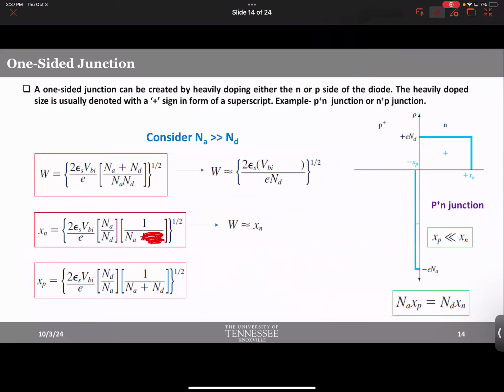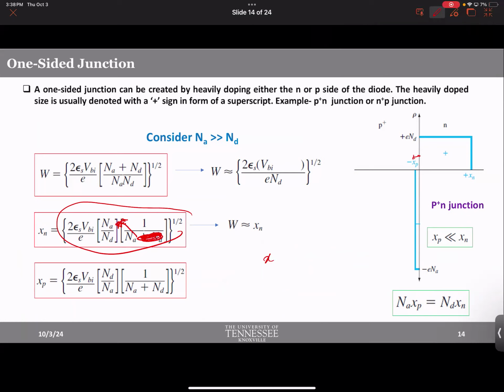Then you can do some math, and there will be some interactions between this Na and the other Na. I haven't written the equations because this is also a homework problem. I want you to put in these numbers and calculate what happens to these equations. Apparently, when you ignore Nd, this Na will interact with the other Na, and you can see that the zone where you have heavy doping will have a really small space charge region.